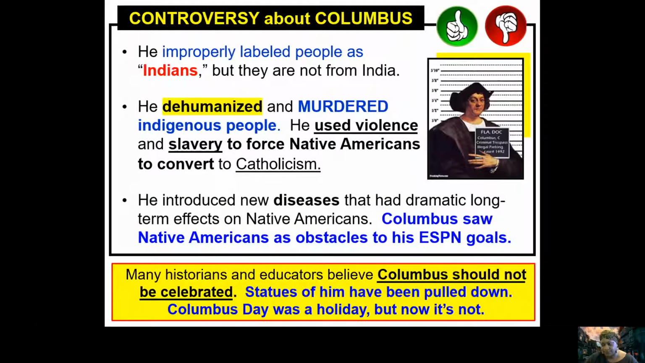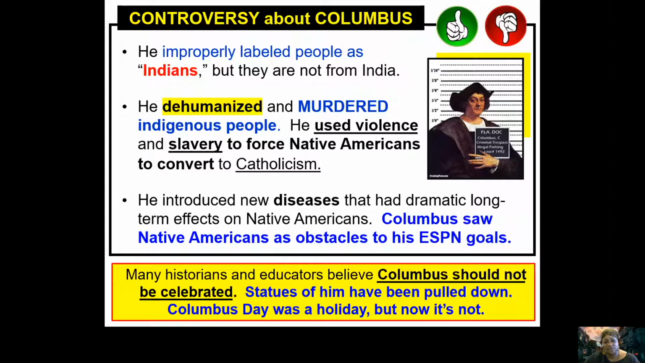Controversy about Columbus. Okay, the first issue that a lot of people have with Columbus is that he was lost and he thought he was in India. So he saw these people. He says, "Hey, you must be an Indian because I'm in India." Well, no, you're not. You're lost. That name, unfortunately, is stuck. And today, still, some people call indigenous people, Native Americans, still call them Indians. But that's not a correct description of people.